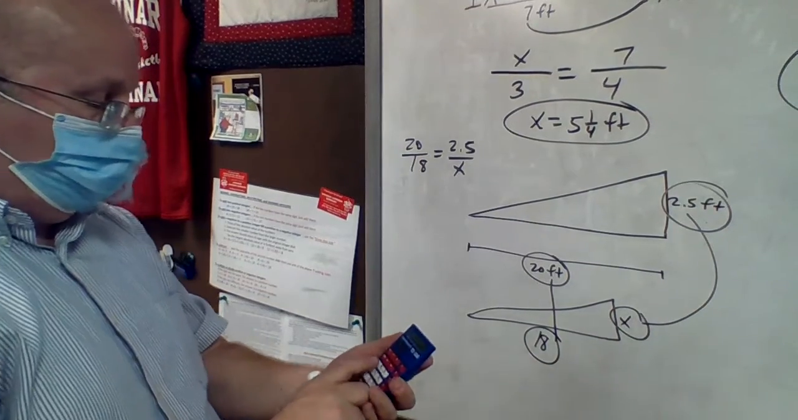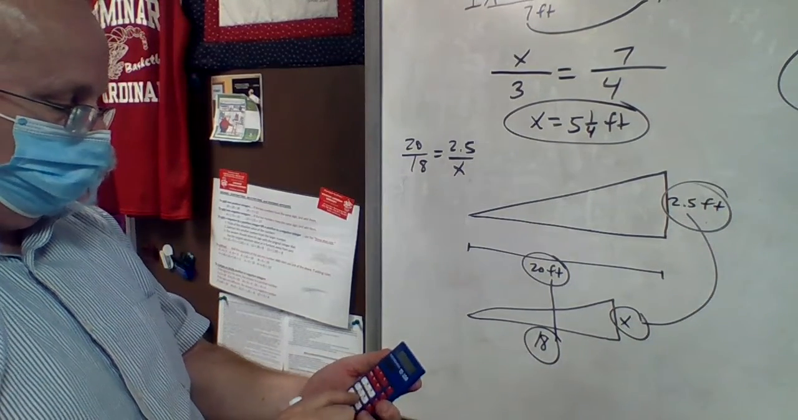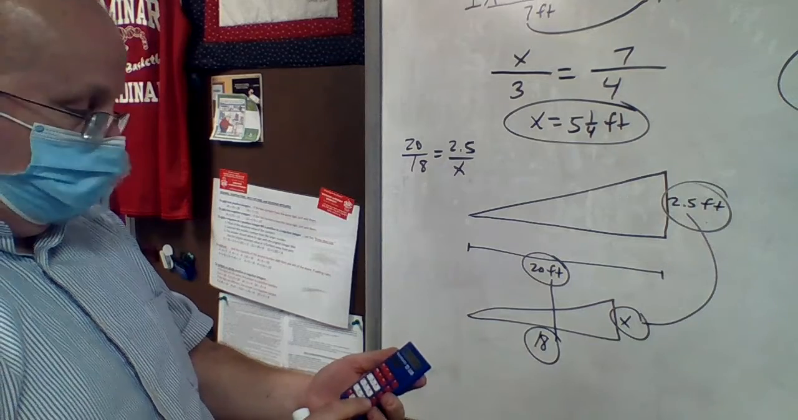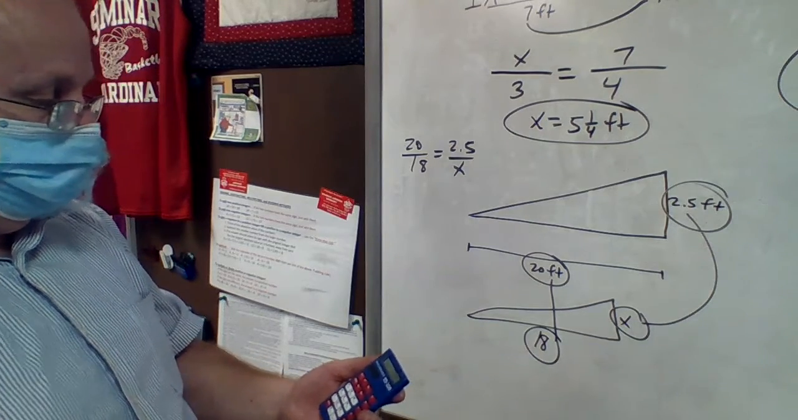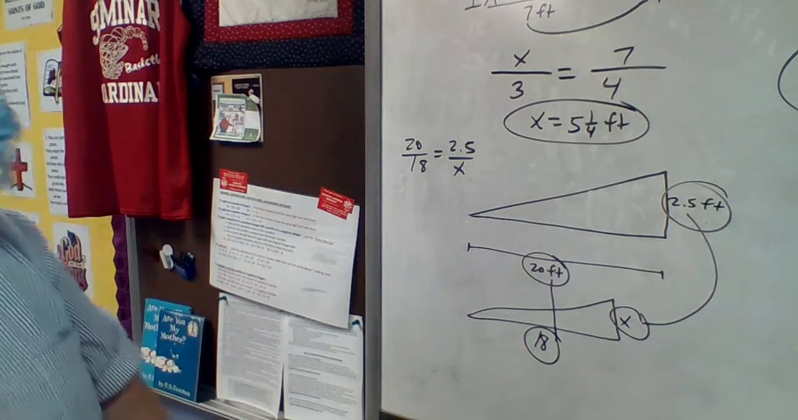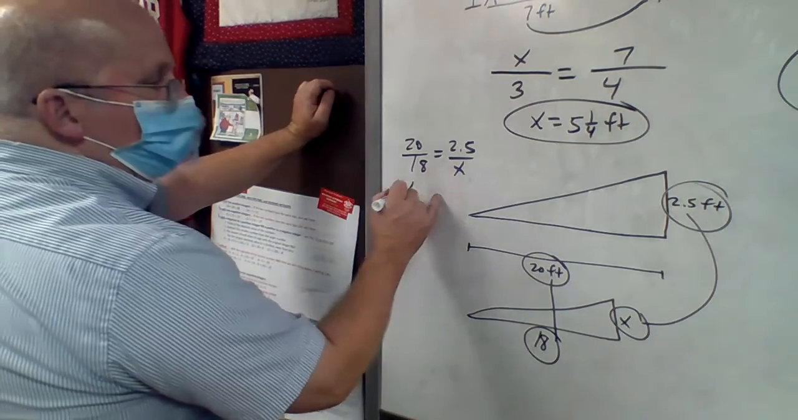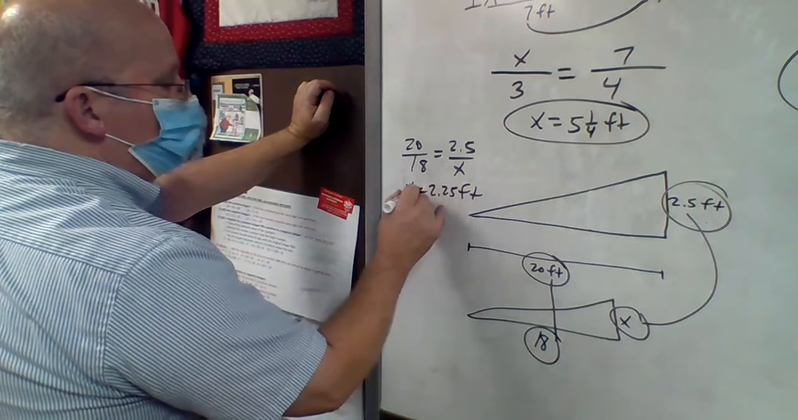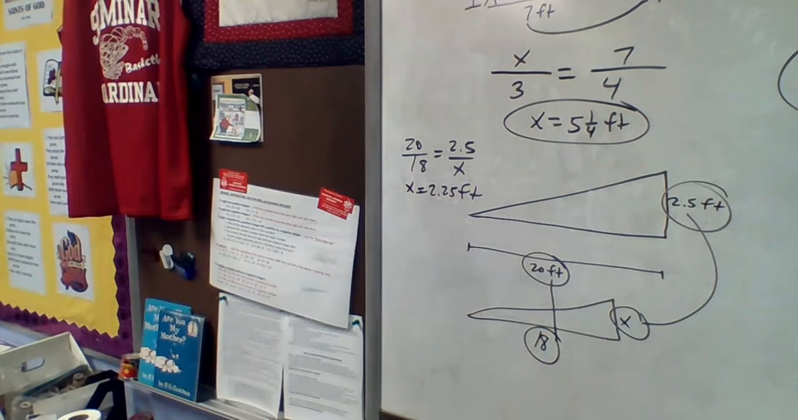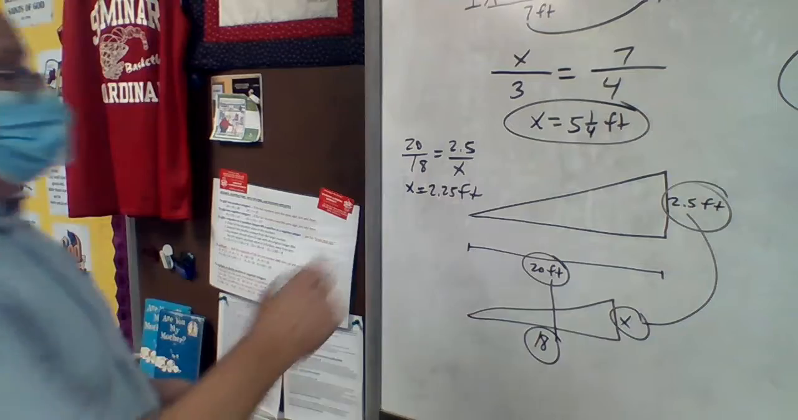So we're going to take 18 times 2.5 and make that divided by 20. And I get 2.25. X equals 2.25 feet. Okay, let's move on.